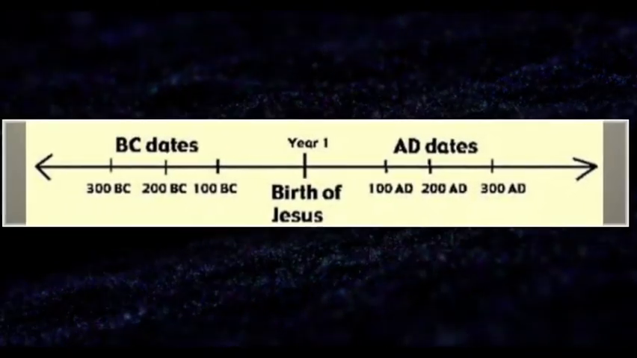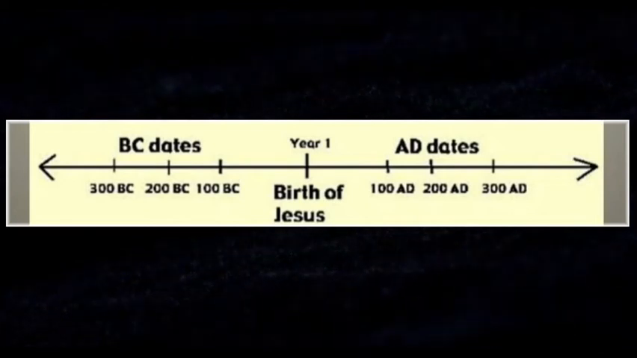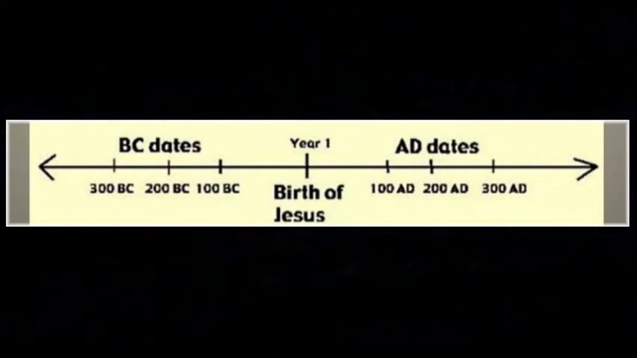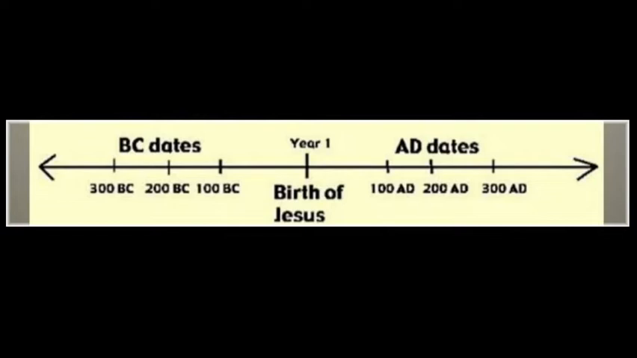So years to the left are referred to as before Christ or BC, and years to the right side are referred to as AD or Anno Domini, in the year of the Lord. In place of AD, some historians use CE, that means common era.